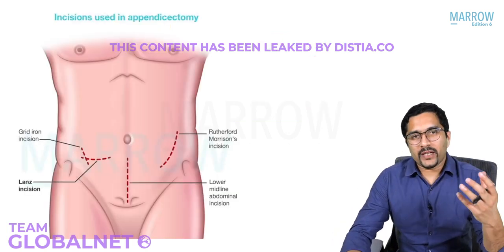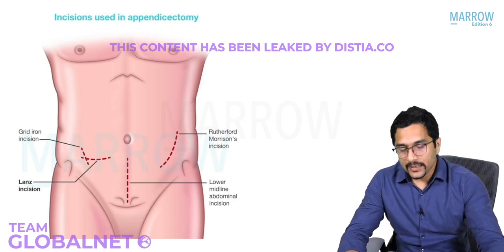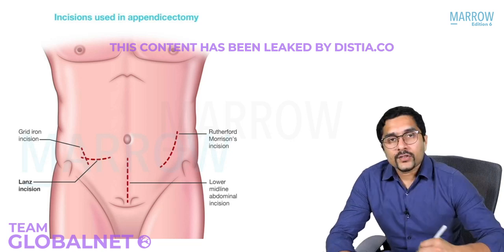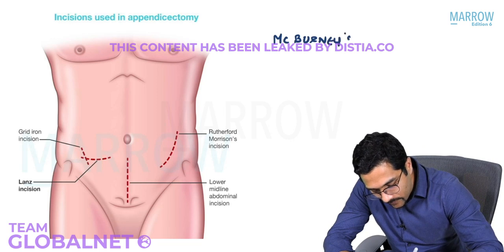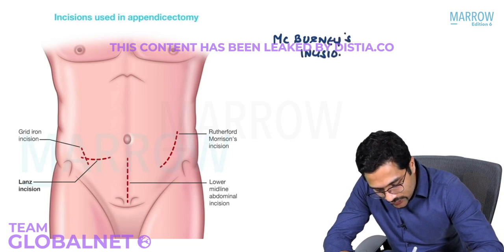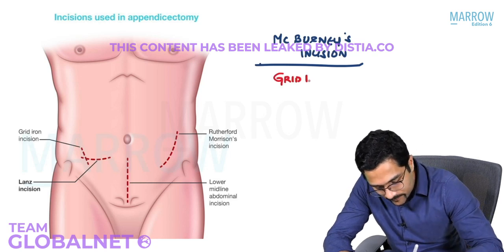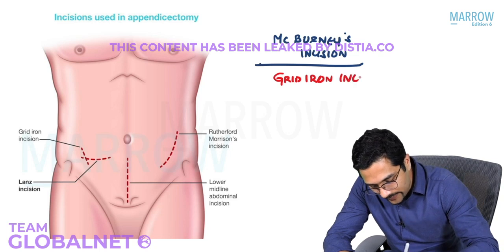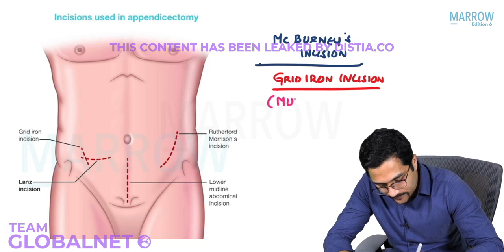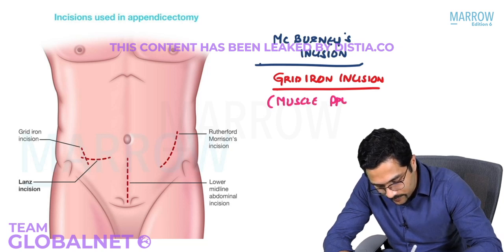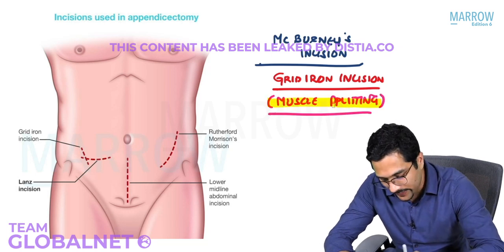So if we talk about open appendicectomy, what are the various incisions which can be used when we are carrying out an appendicectomy? This you should know for the exam. So you can have a McBurney's incision, and McBurney's incision is of two types. One can be a grid iron incision. A grid iron incision is a muscle splitting incision, where we don't cut the muscle, it is only split.